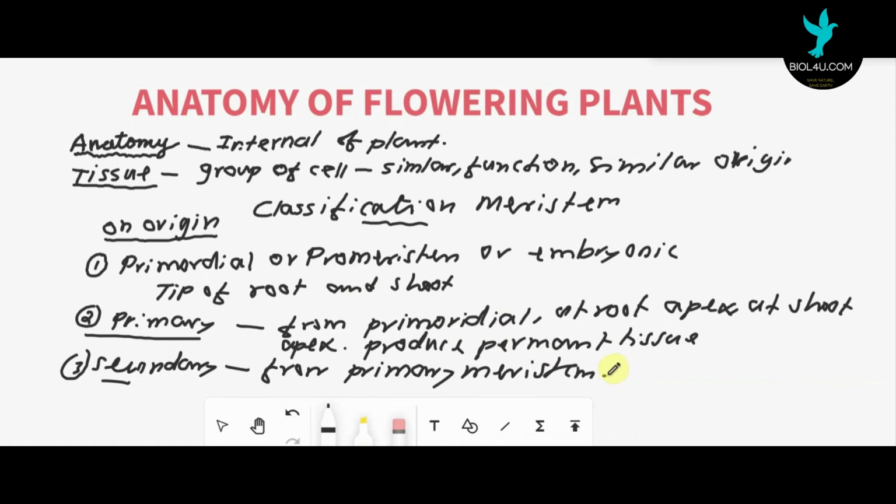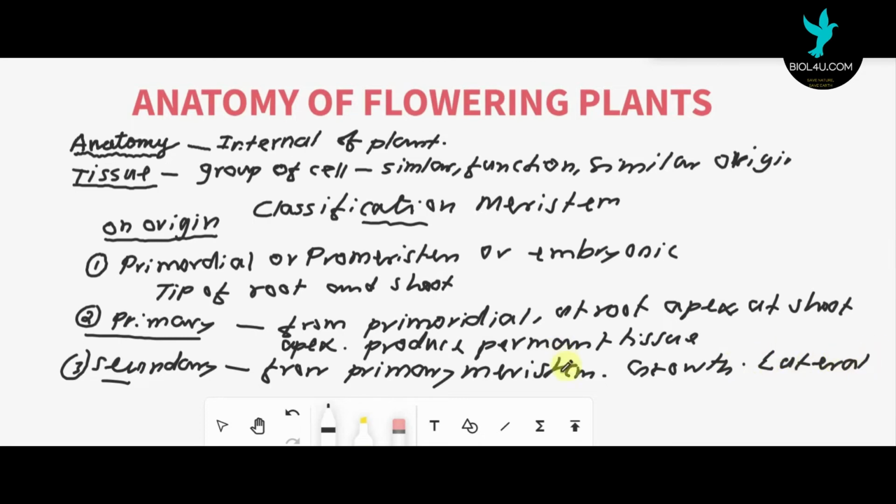The secondary meristem helps in the growth of the plant. Since it develops at a later stage and develops from the primary meristem, it is known as a secondary meristem. It is always lateral in position. If you see the position, it is lateral in the stem or in the root. It is present on the lateral side.